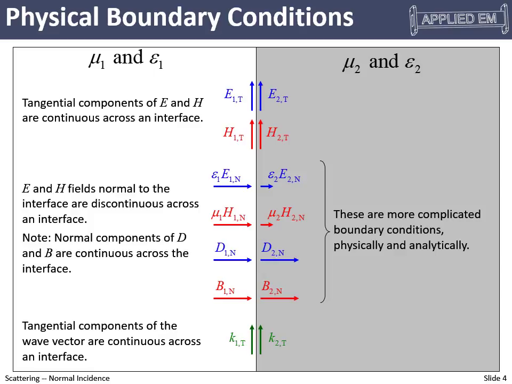At this point, we're going to add one more boundary condition. Now that we have a wave and we have a wave vector, we'll see that the tangential component of the wave vector also has to be continuous across the interface, because that ensures that the field itself is continuous across the interface.